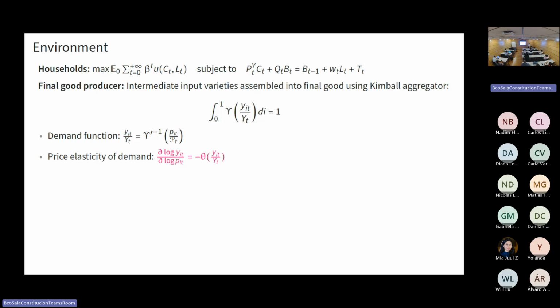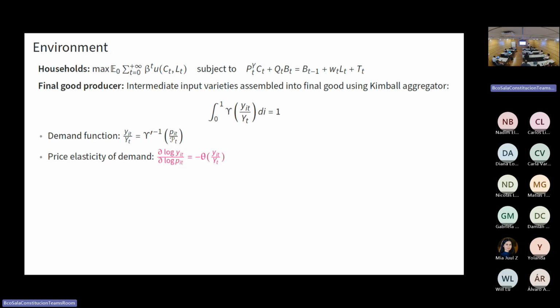This Kimball demand is going to give us a relative demand function for a particular firm, in which the relative demand that the consumer demands of variety i is going to be given by basically the curvature of the Kimball aggregator as a function of a single relative price.